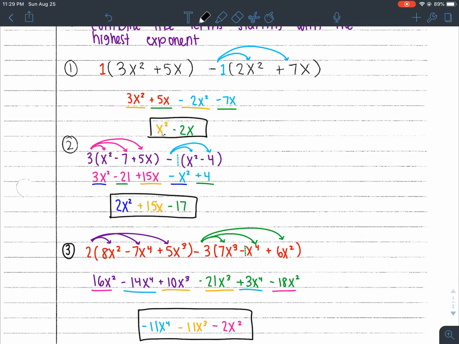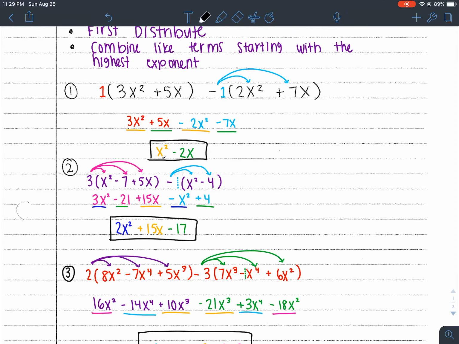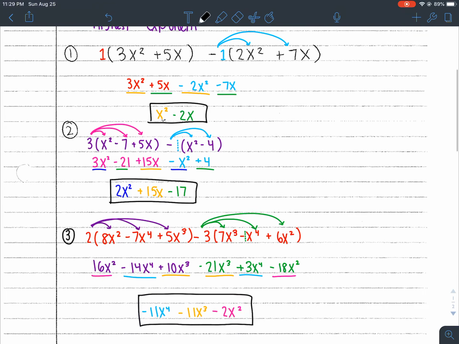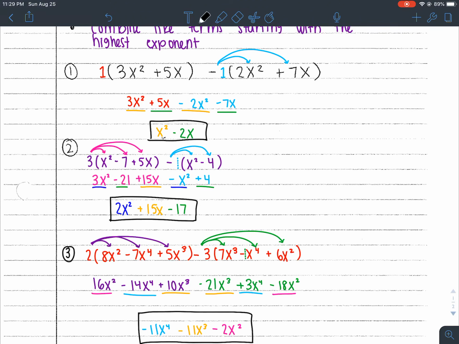So this is very similar to adding polynomials. Again, you're still combining like terms like always, and you're still distributing. The only trick here is that there is a negative sign, so it is an extra thing to think about. But that is it for subtracting polynomials.